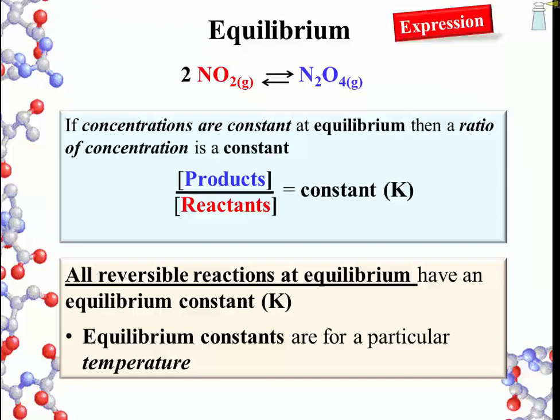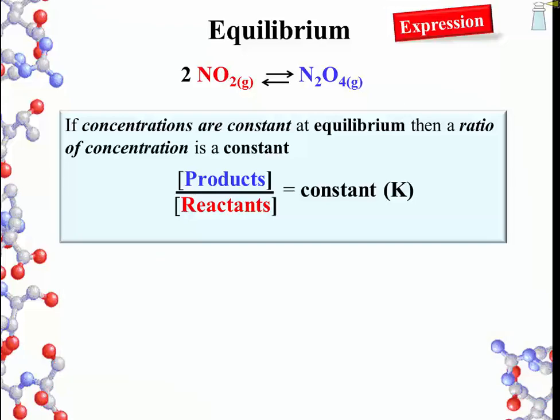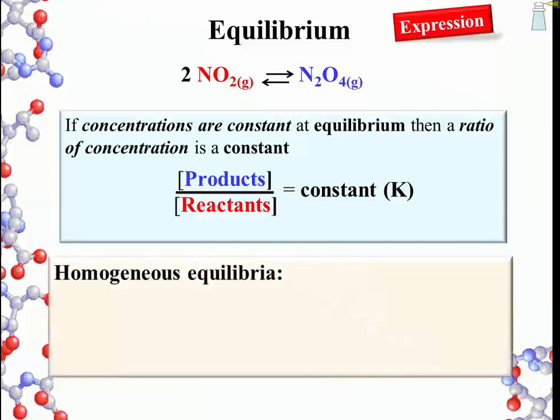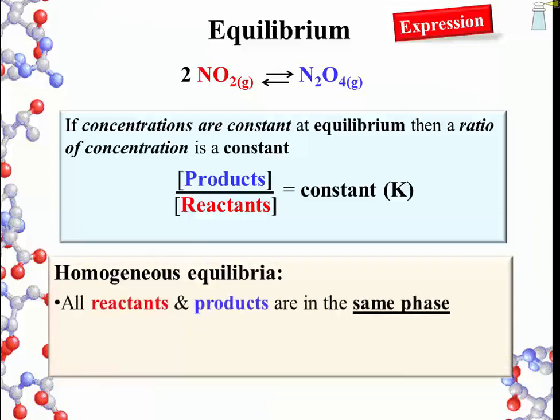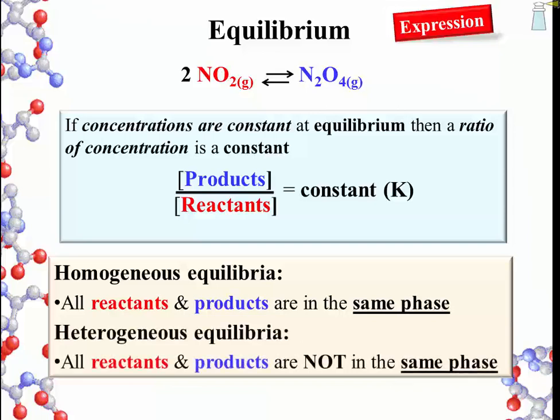There are several important terms associated with equilibrium. The first set of terms has to do with the states of matter of the participants in the reaction. There are homogeneous equilibria. That is where all reactants and products in the reaction are in the same phase, all gases or all liquids. And then there is heterogeneous equilibria, in which all the reactants and products in the reaction are not in the same phase. A reaction that has a gas and a solid will have a heterogeneous equilibrium.